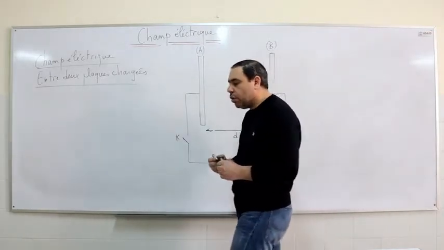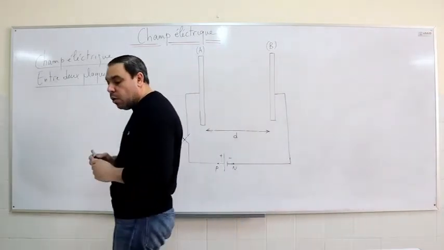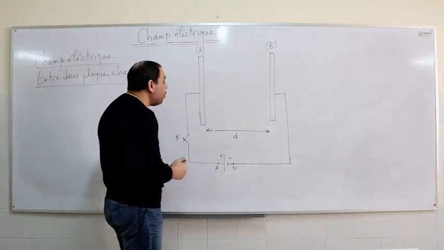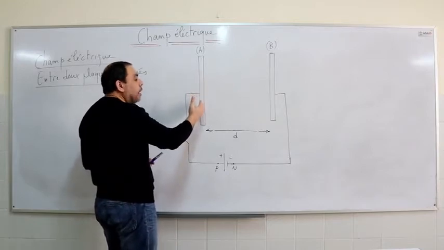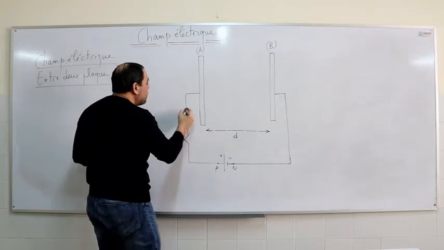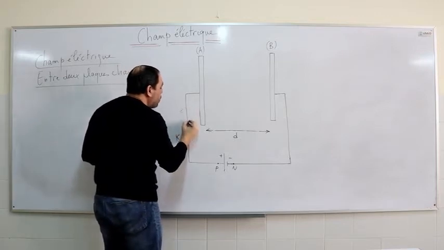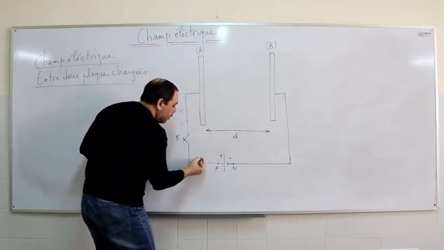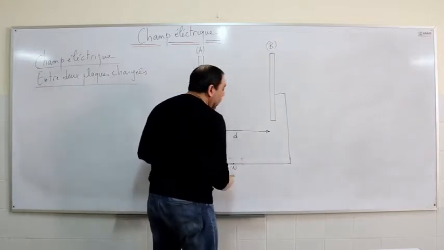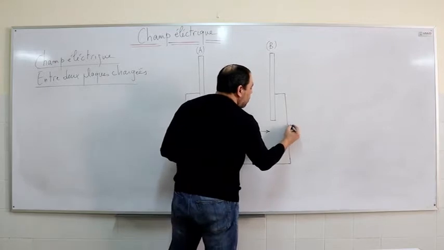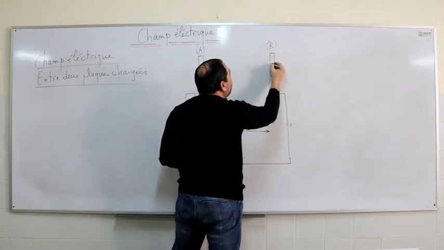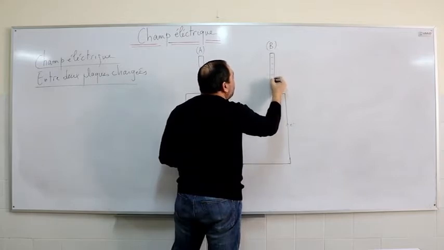When we close the switch, the positive pole of the generator will attract the free electrons of the conducting plate A. The electrons will circulate in this direction. The electrons will be repelled by the negative pole of the generator and will move towards the plate B, where they accumulate like this.